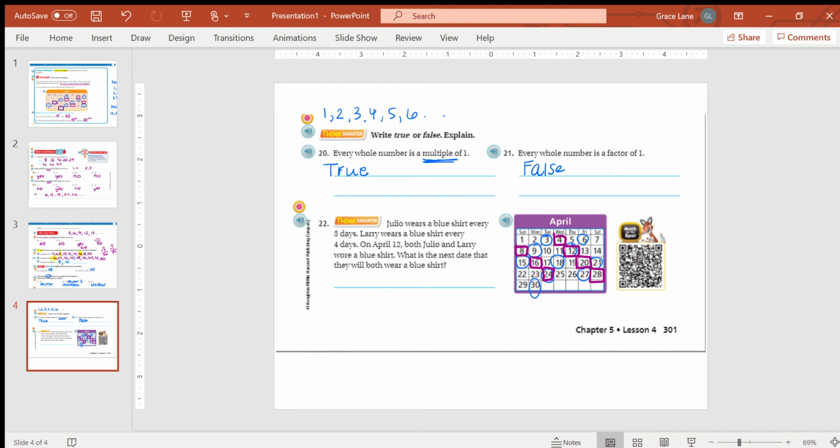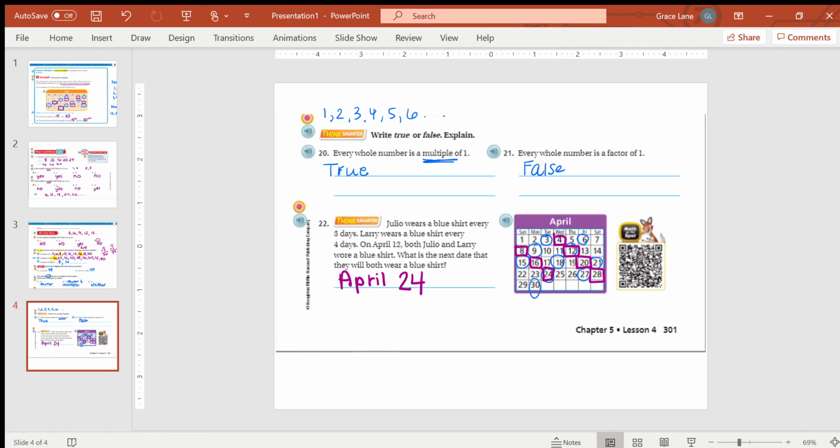Okay, then it says, on April the 12th, both Julio and Larry wore a blue shirt. You can see that's true because it has a circle and a box on the 12th. What's the next date they will wear a blue shirt? What's the next date that they have the same multiple, or a common multiple? It's the 24th. So the next day they will wear the blue shirt is April 24th.